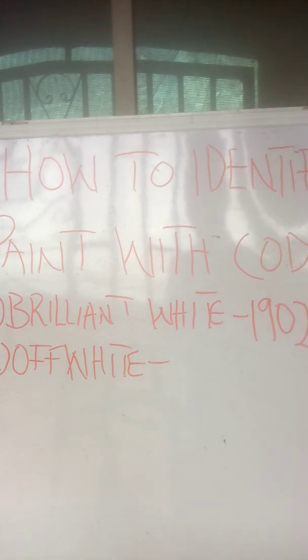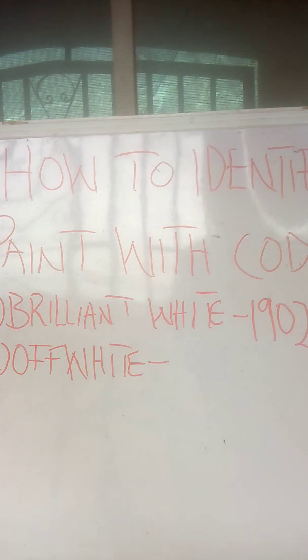Off-white is milky in color. If you have ever taken milk in your life, if you have ever bought milk to drink, I mean liquid milk, that's how off-white looks. It is milky in color. That's the color of off-white. You see it as though it is white, but you know it is not the purest form of white. There is a little added color inside of it that made it different from brilliant white, the purest form of white, which is 1902.